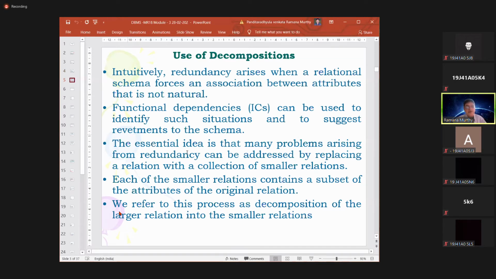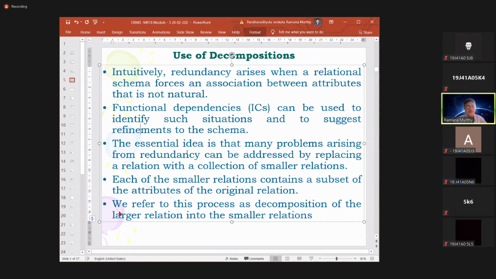The essential idea here is that many problems may arise from redundancy, which we will address later. Redundancy problems can be addressed by replacing a relation with a collection of smaller relations. Each of the smaller relations contains a subset of the attributes of the original relation, as I showed from ABCD to AB and ACD, or AB and BCD.